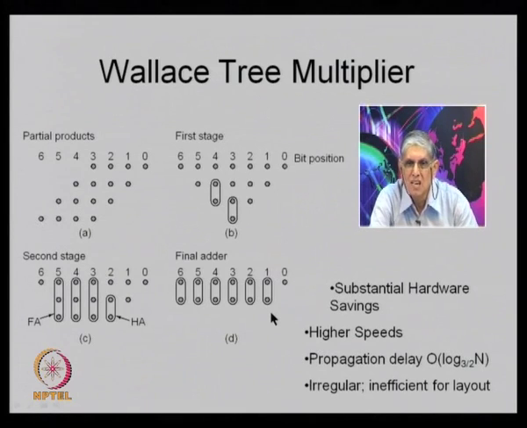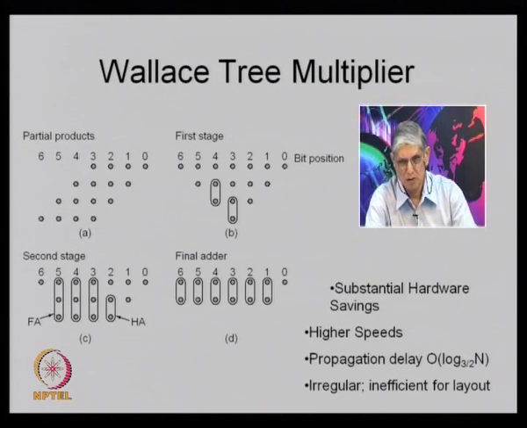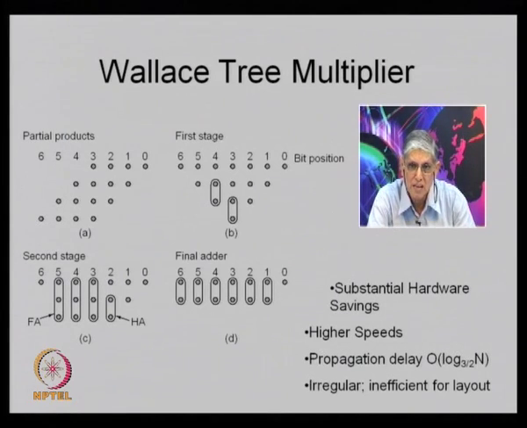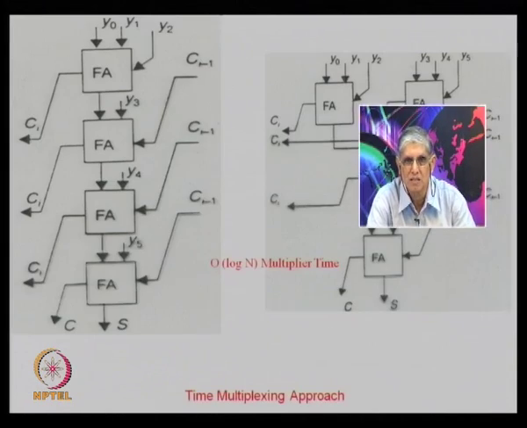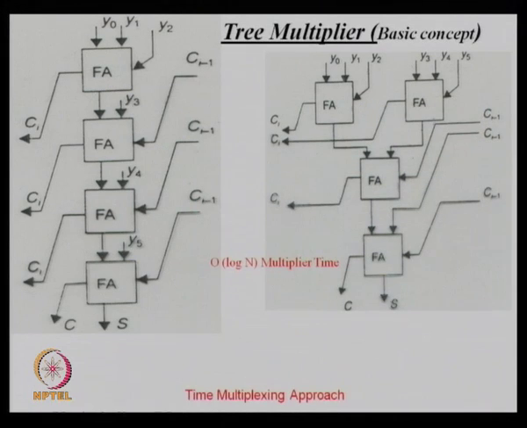By using this kind of thing, we can reduce hardware substantially, a substantial saving in the hardware. The operation will be very high speed, we will see this, and the delay will now be log 3 by 2 n. Of course, since it is the kind of operation you are performing, it will be an irregular structure, not an array universal structure, and therefore many times the layout becomes very inefficient. Here is the tree multiplier basic concept.